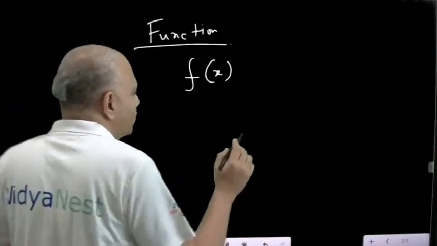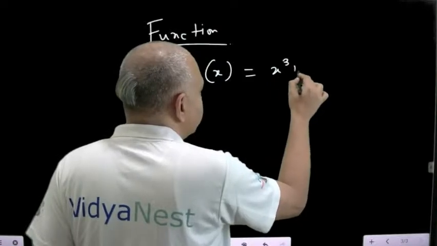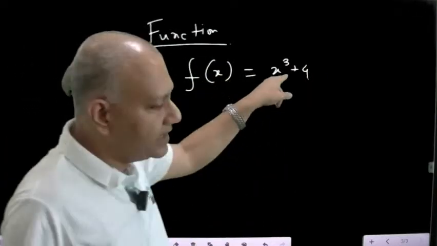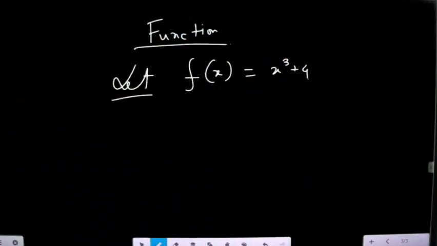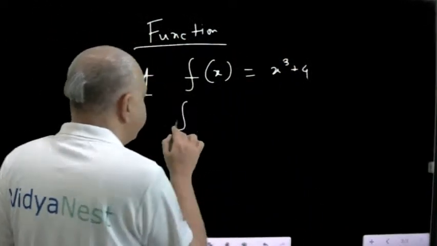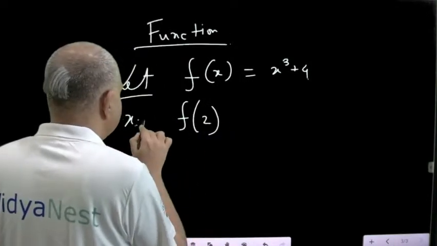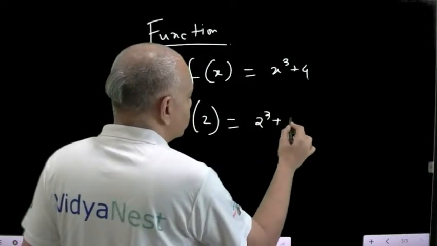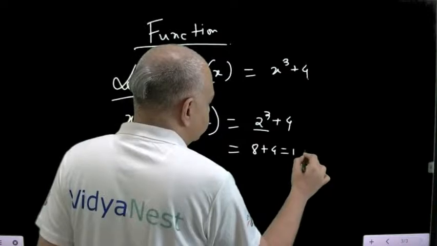So suppose a function f(x) is equal to x cube plus 4. Let us think. This function is dependent upon x. It is an x function. Now if I put x equal to 2, what is the value of the function? 2 cube plus 4. So 2 cube is how much? 8 plus 4 is 12.